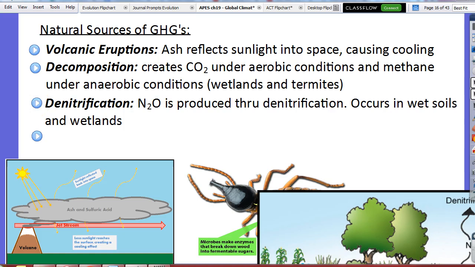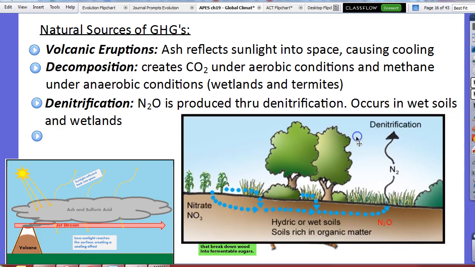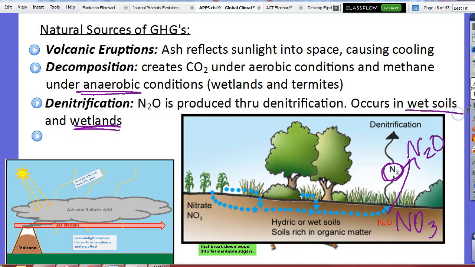We also have denitrification. This was something that we talked about a long, long time ago with the nitrogen cycle. So if you remember, nitrogen exists in the ground as NO3, nitrates, and that's what plants take up. But some organisms can return it to the atmosphere, and sometimes instead of returning as N2, it returns as N2O. Now, N2O is a greenhouse gas. When does this happen? Again, where we get these anaerobic conditions, really wet soils or wetlands.